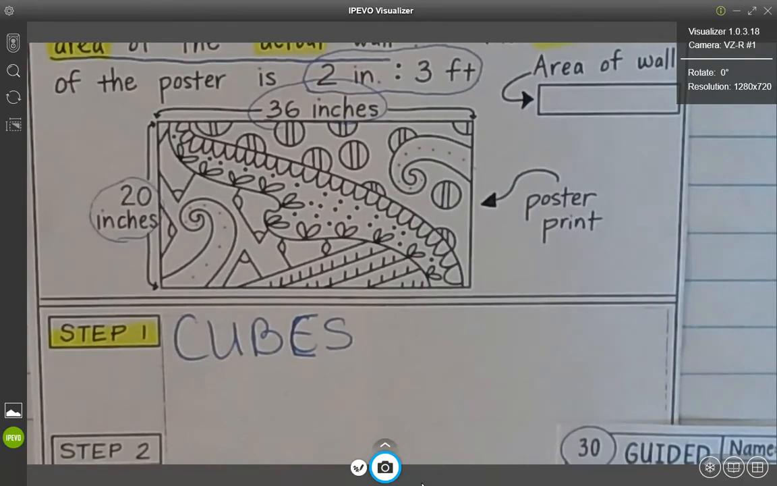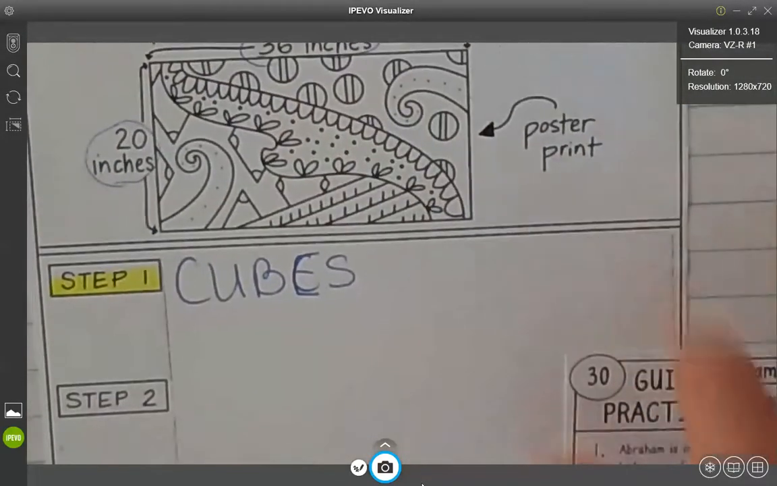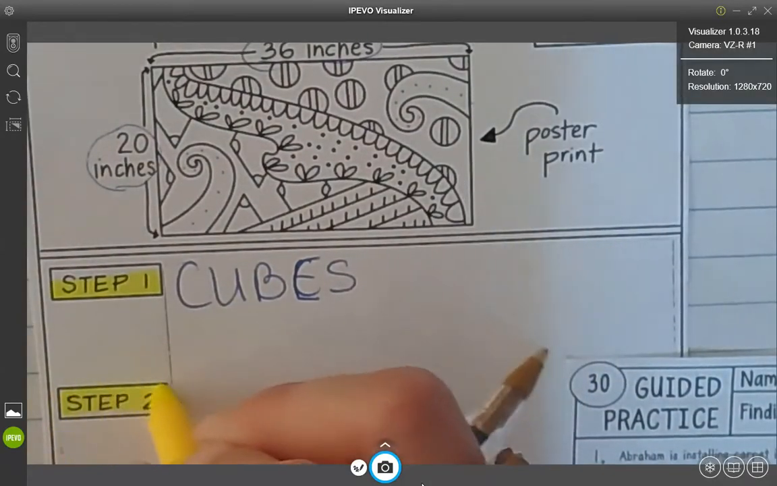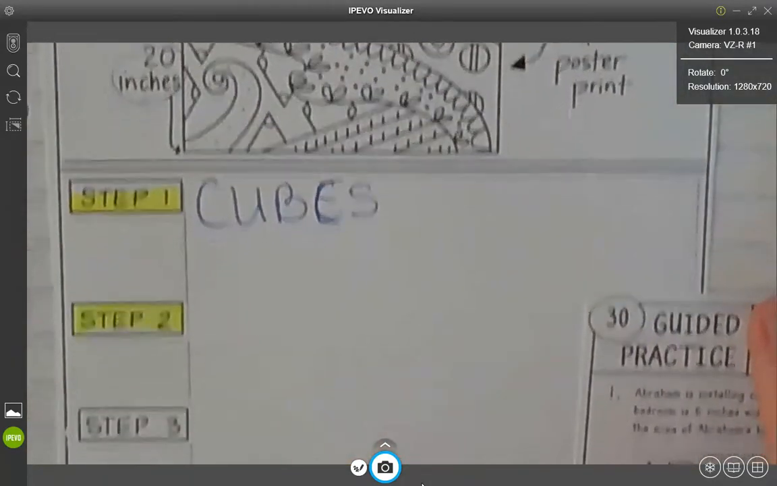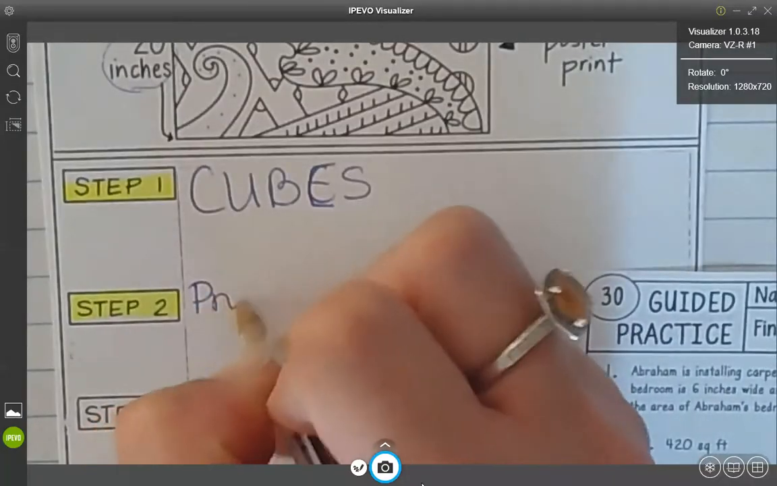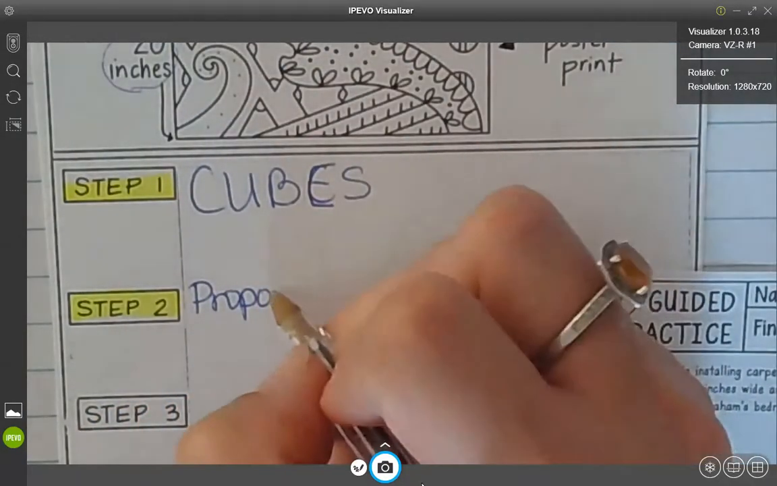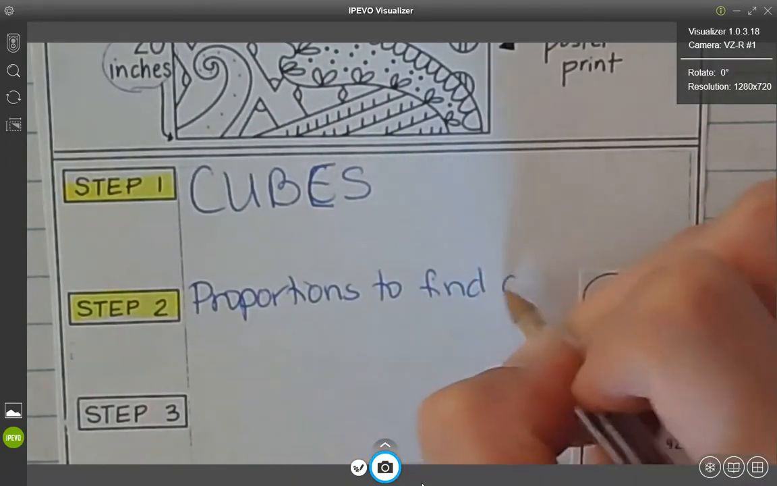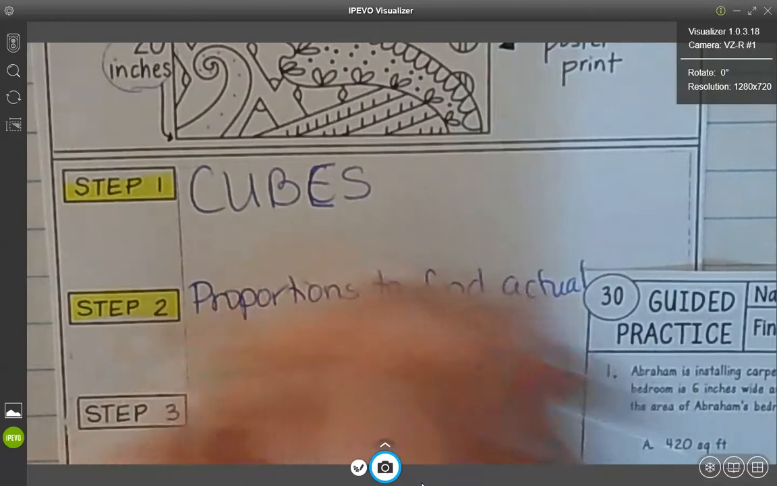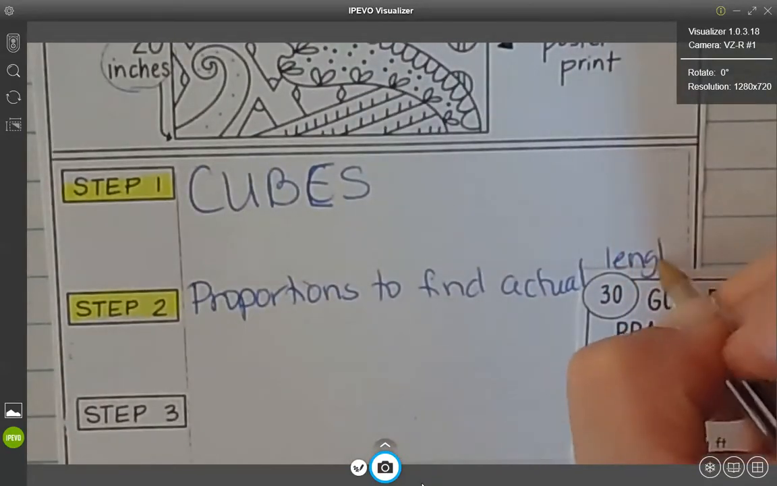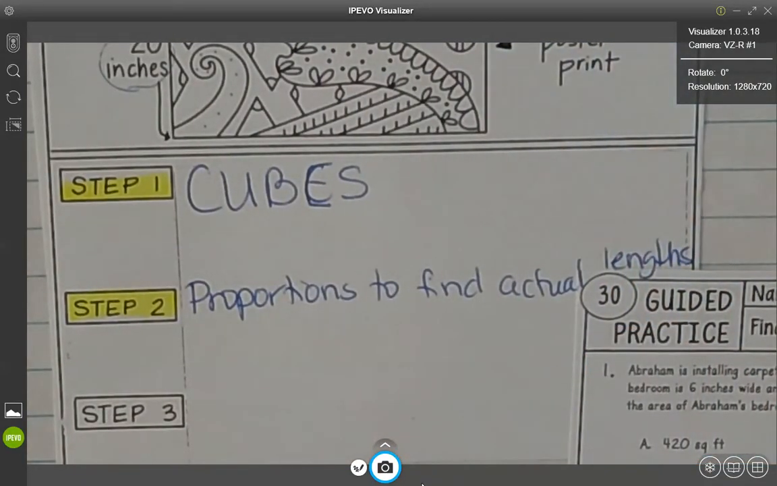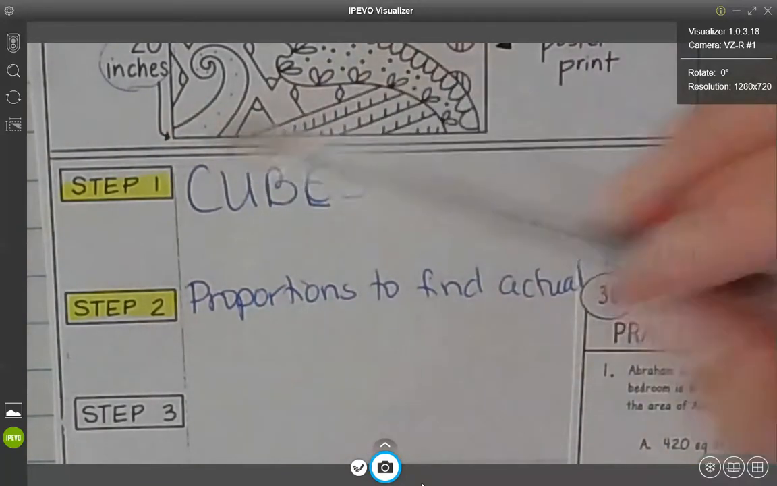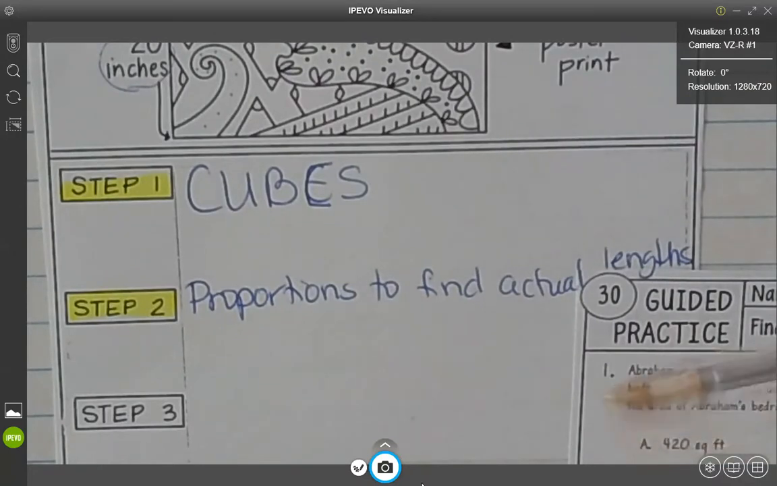Okay, and we just did that step, right? Okay, so here comes our second step. Our second step, we're going to use proportions to find the actual lengths. Sorry, they kind of ran together. So we're going to use proportions to find the actual lengths. So we are given the model or the drawing lengths. We need to find proportions to then find our actual.